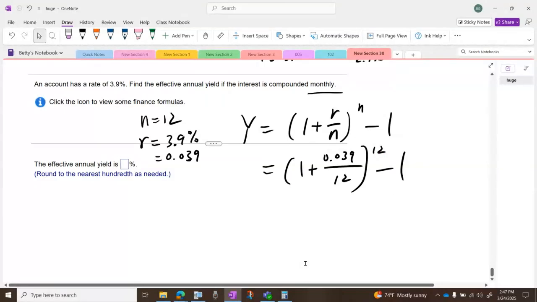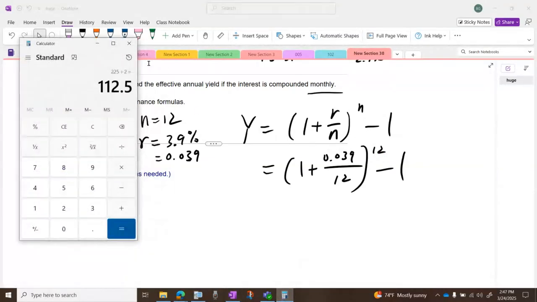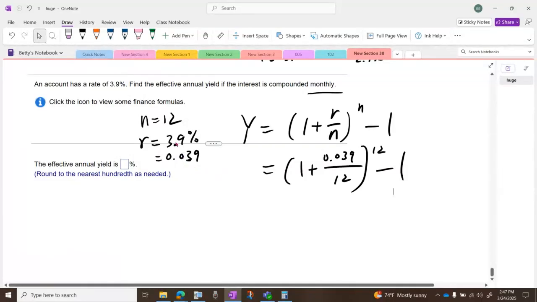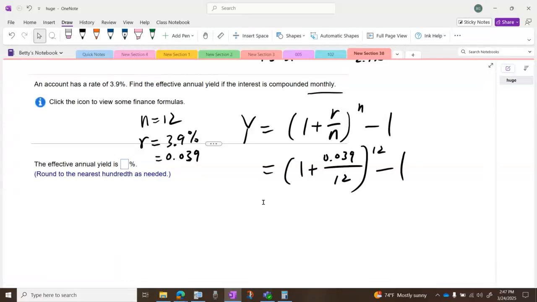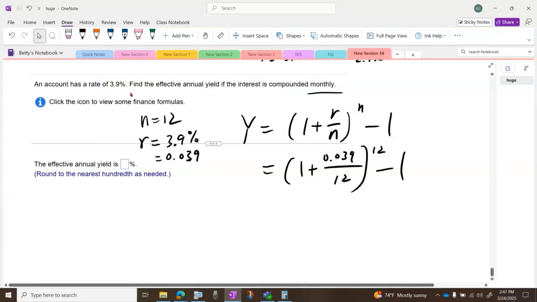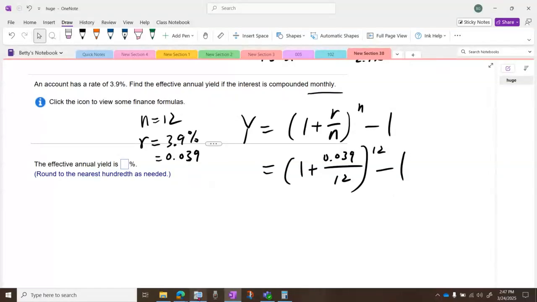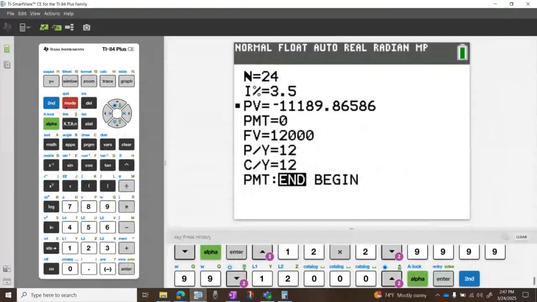Because to the power of 12, a scientific calculator would not be convenient to raise a base to the power of 12, right? So I'm going to use a calculator, knowing the correct answer is going to be a little bit more than 3.9%. The effective rate is always bigger than the nominal rate, but not a lot bigger. It's just a little bit bigger. So let's figure it out. Use the calculator.